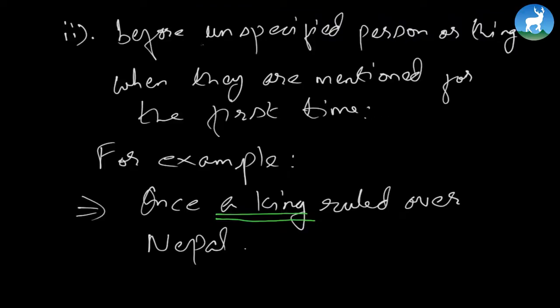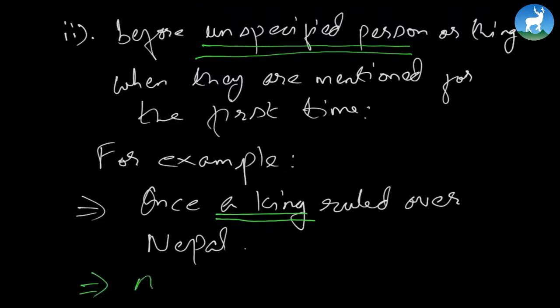And don't forget, before an unspecified person, this does not define who the person was, a king. We don't know his name. He was a king. Or when they are mentioned for the first time. And usually you happen to have noticed this in stories, right?